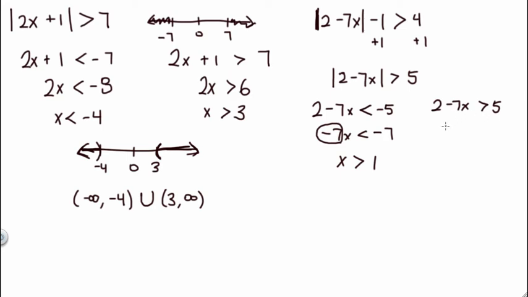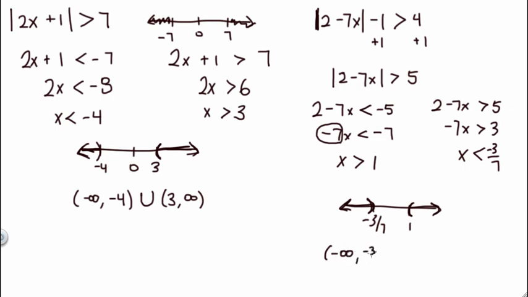And then here we get, if we subtract 2, we get -7x is greater than 3. And x is less than, because we're dividing by a negative, 3/7, and that's a negative. So overall, we have -3/7 here, 1 here. X is less than -3/7, so parentheses facing that way, or x is greater than 1. And once again, in interval notation, it's negative infinity to -3/7, or 1 to infinity.